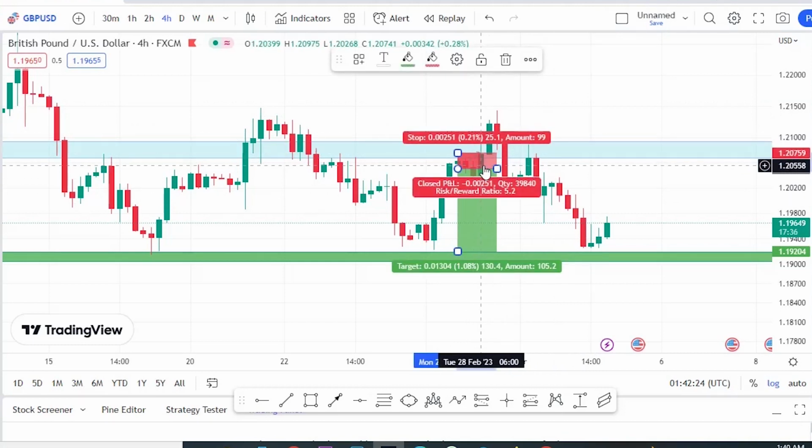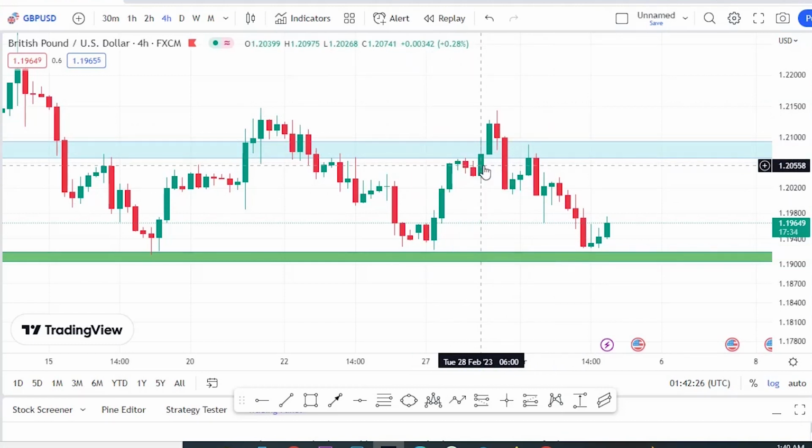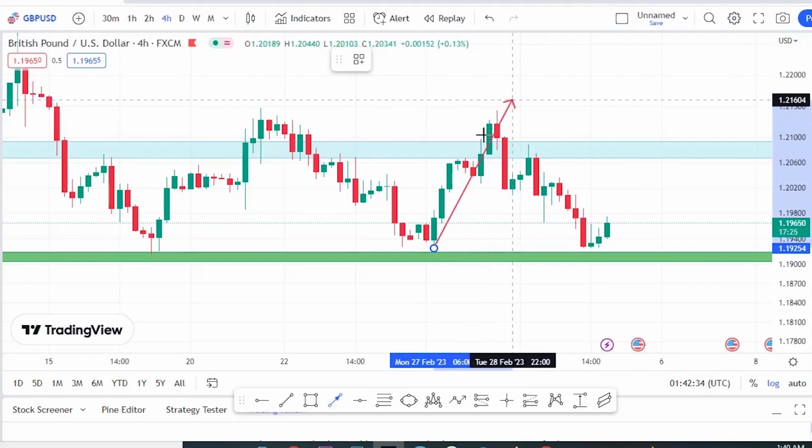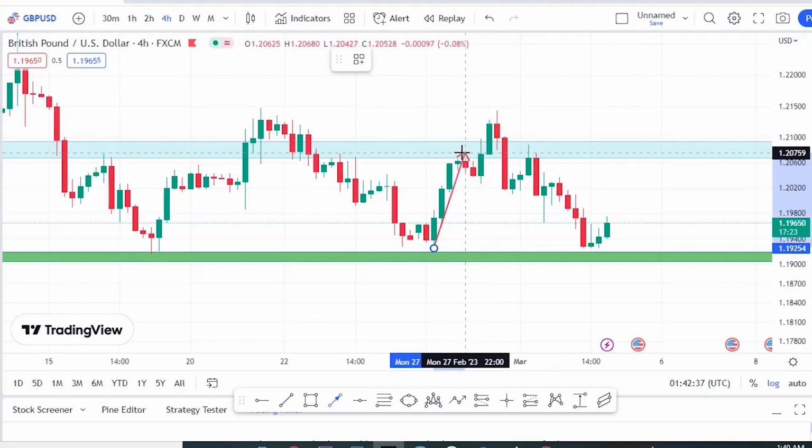I still saw potential on this trade, so I just allowed price to retrace a little bit more to the upside, and now price is respecting the daily resistance right at this point.